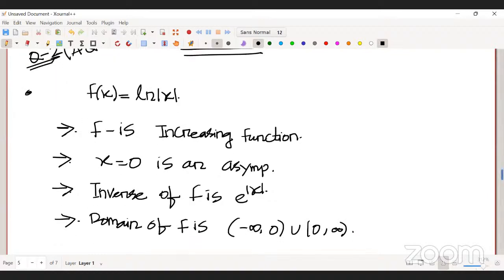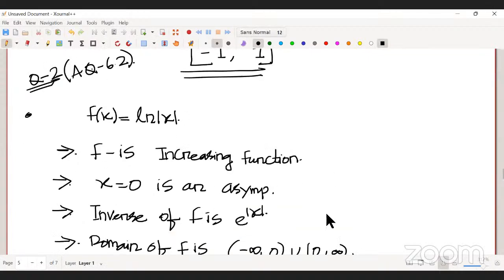So what about option 1? Option 1 is true, sir, I think. Yes, log x is always increasing. No, sir, it will be ln of mod x. If a is greater than 1, then it will be increasing. It has to be mod x, not ln x.